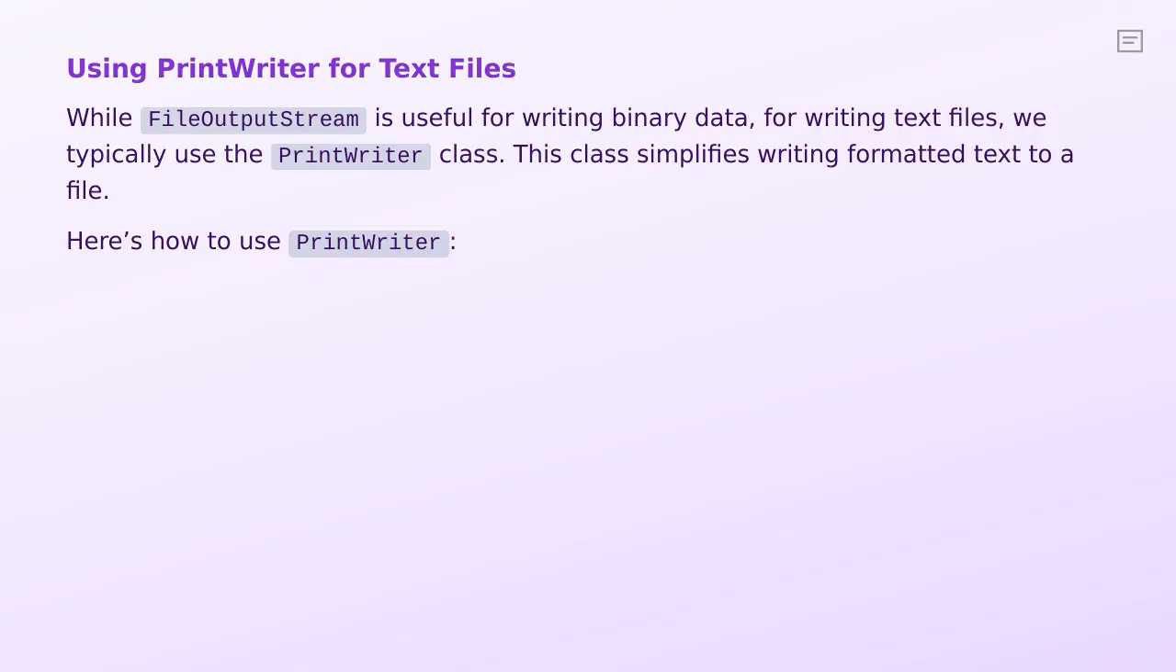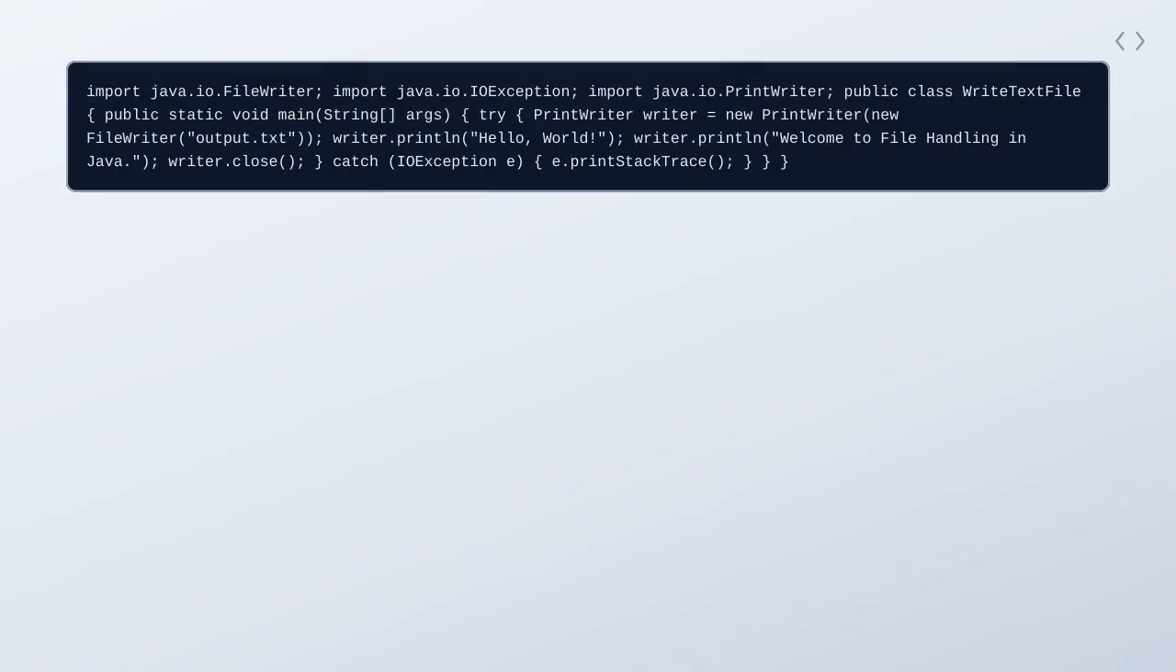Let's move on to using PrintWriter for text files. While FileOutputStream is useful for writing binary data, for writing text files we typically use the PrintWriter class. This class simplifies writing formatted text to a file. Here's how to use PrintWriter. This slide introduces a class definition. Study the structure in the code sample.